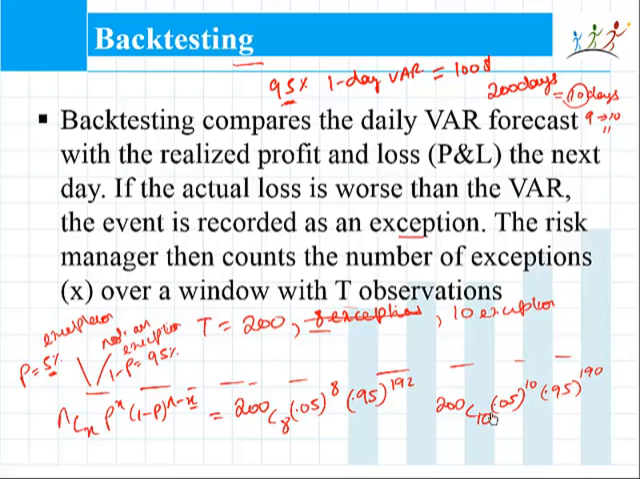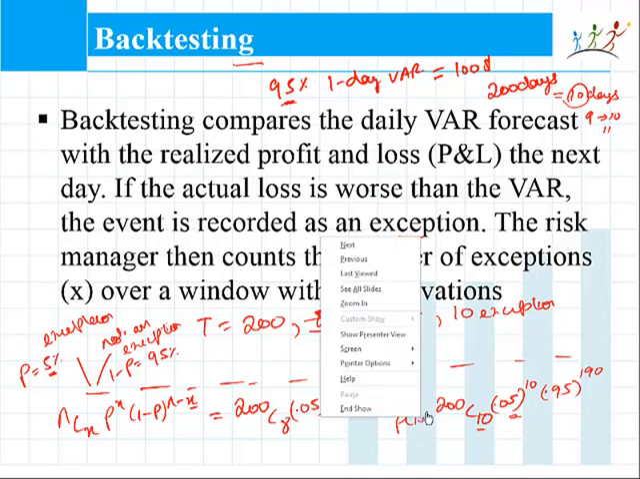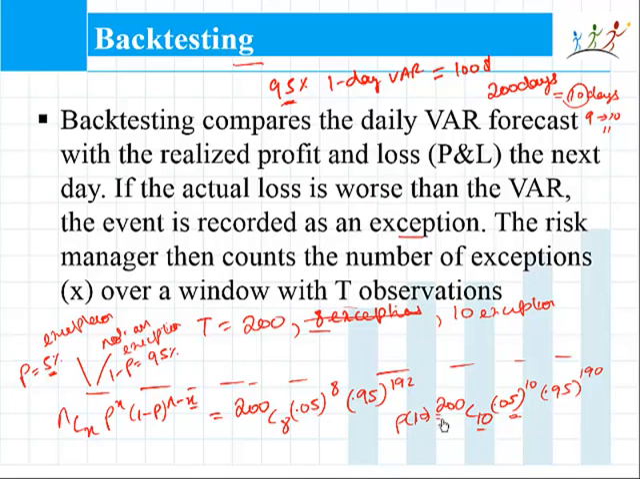Please note that in this example, this will be the highest probability because the expected number of exceptions is also 10. So in 200 days, 5% of the times the VAR is expected to be exceeded. So 10 days, we would expect the VAR would be exceeded. The probability of exactly 10 exceptions can be calculated like this, and this will be a relatively higher probability as compared to 8 exceptions or 12 exceptions or 20 exceptions.